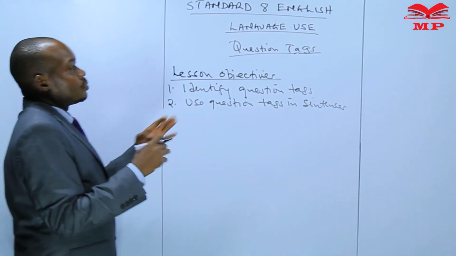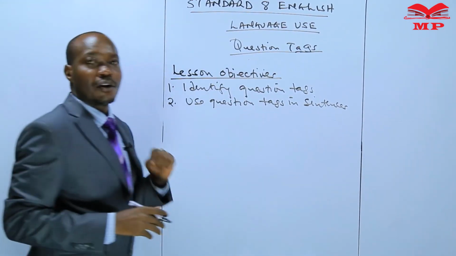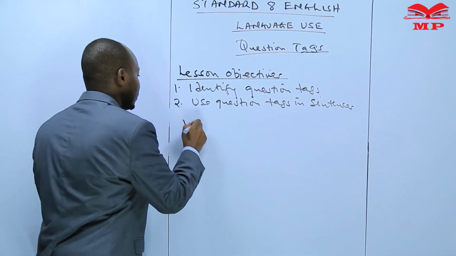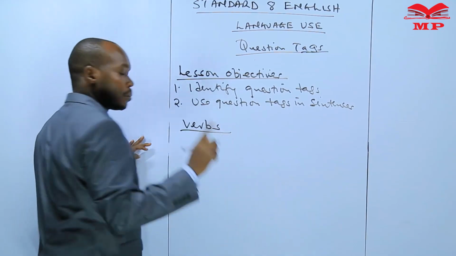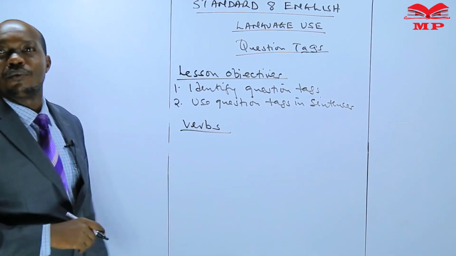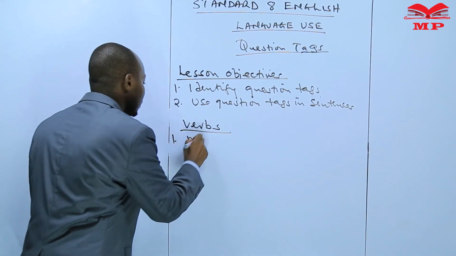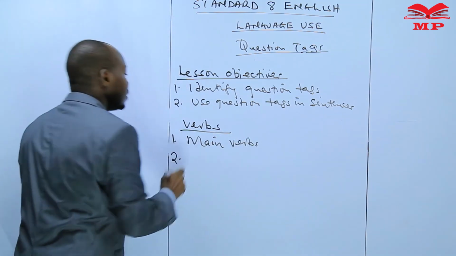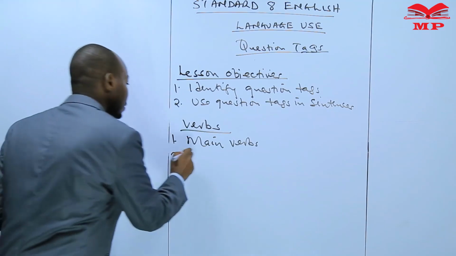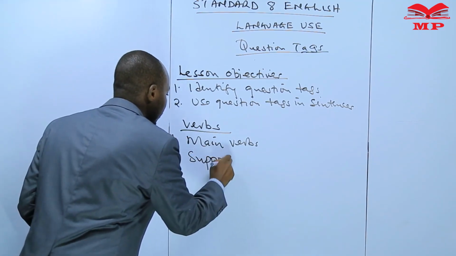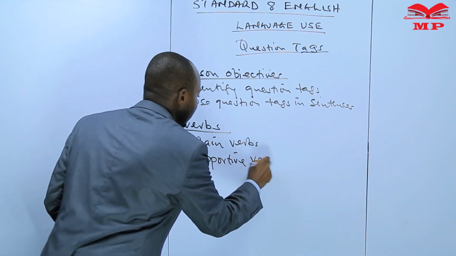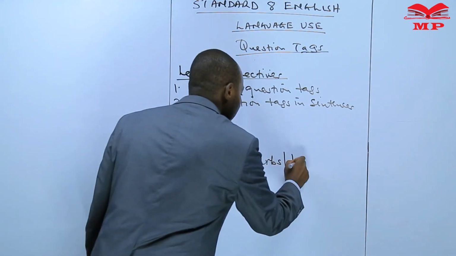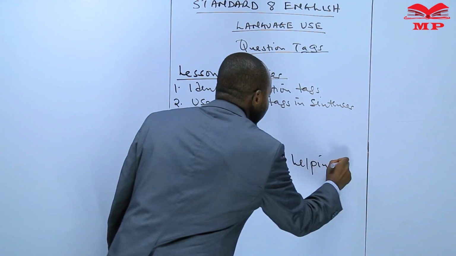Before we even go into the tags, I want to remind you of verbs. Okay? Verbs. We have two types of verbs. We have what we call main verbs and supportive verbs. Supportive verbs, or they're also called helping verbs.